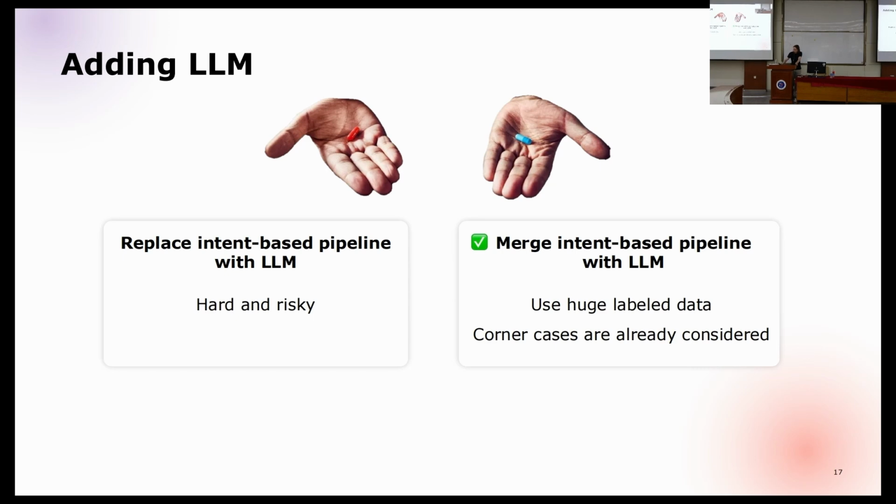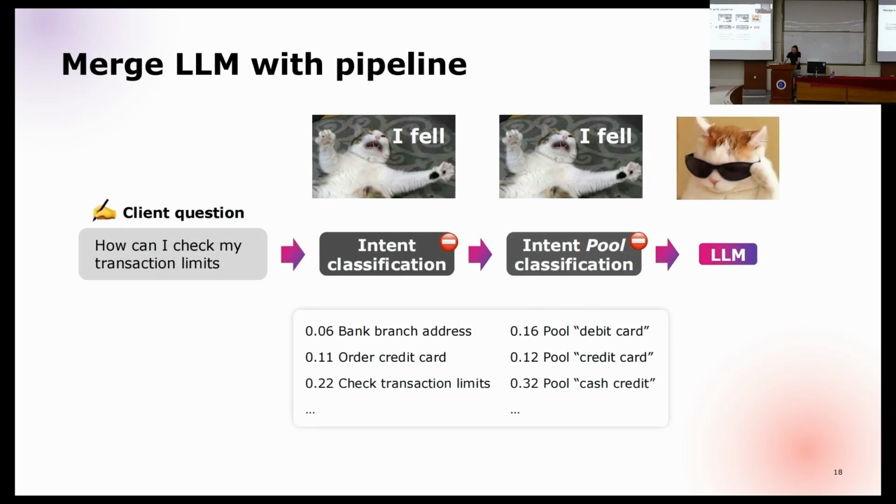We can treat the LLM as a fallback mechanism. So what happens in the pipeline? Imagine we have intent classification and it fails. It means that the class distribution is too flat, almost uniform, and the model is not sure what the client intent is. We don't know how to answer. Imagine our intent pool classification also fails, those higher-level groups. We don't know what group it is. This is the point where an LLM can help us, where we can integrate it.